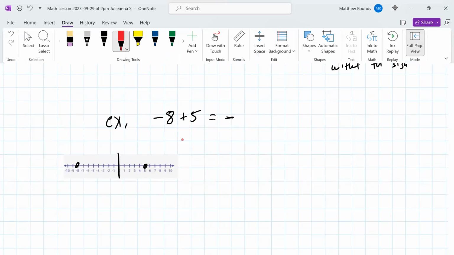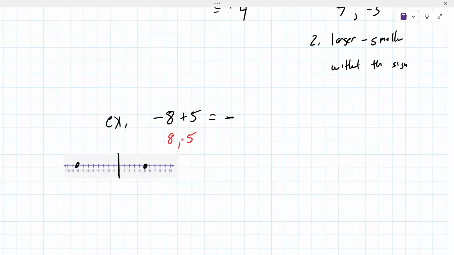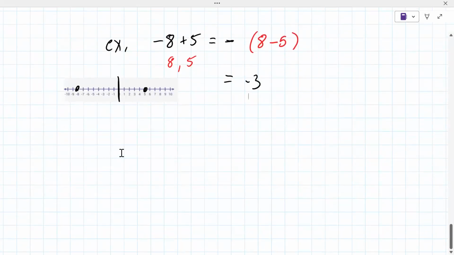And then you take the numbers without the signs, and you take the larger and subtract the smaller. What is 8 minus 5? It's 3. So the whole thing is -3. Do you follow that? Okay, so let's look at another one here.